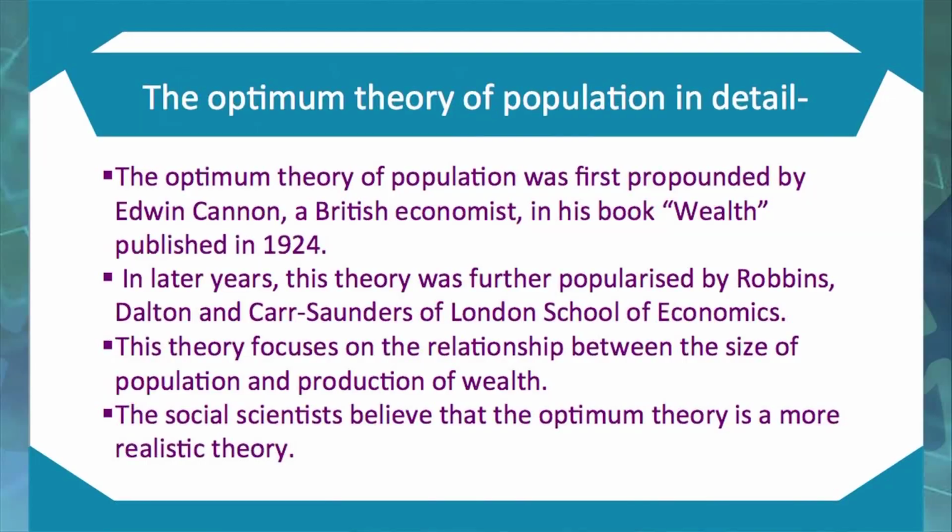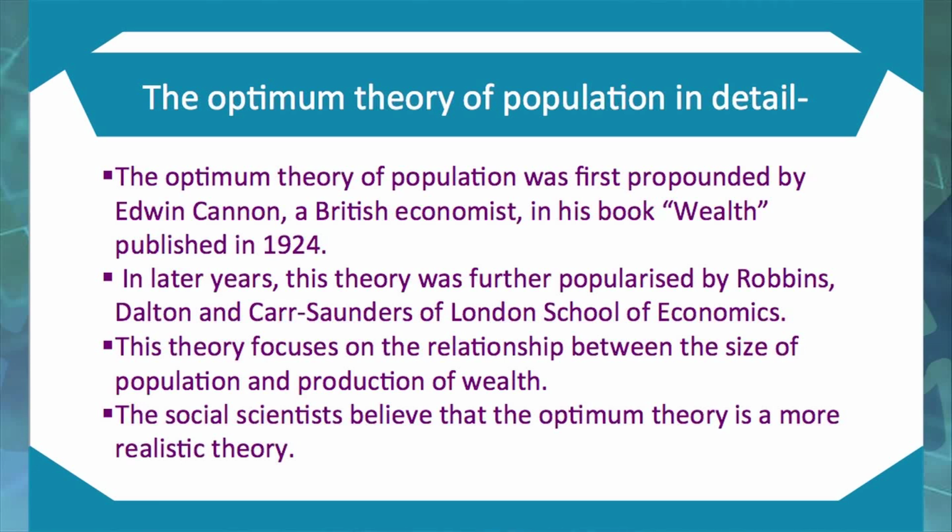So, we have learned about underpopulation, we have learned about overpopulation, we have learned about optimum population. We shall now delve into the theory of optimum population in detail. The optimum theory of population was first propounded by Edwin Cannan, a British economist, in his book Wealth, published in 1924. In later years, this theory was further popularized by Lionel Robbins and Carr-Saunders of the London School of Economics.